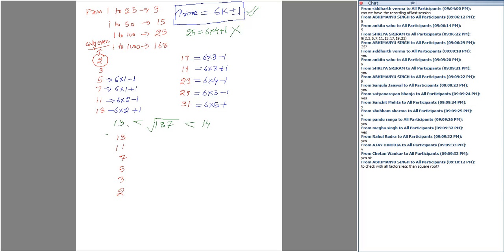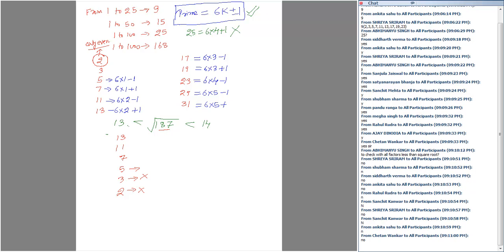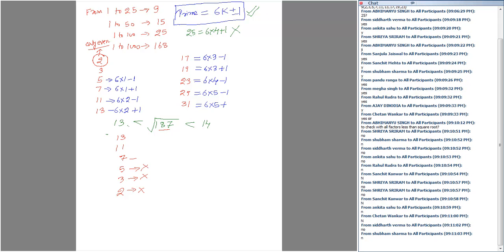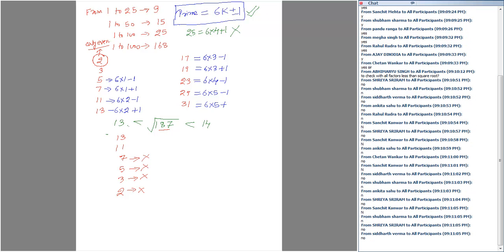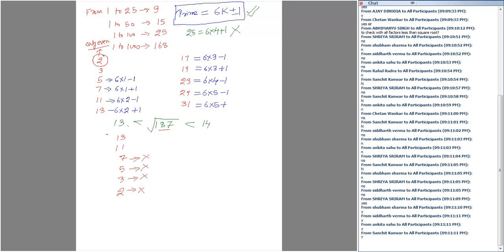Now, is 187 divisible by 2? All of you give me a response. No, 187 is not divisible by 2. Is 187 divisible by 3? No. Is 187 divisible by 5? No. Is 187 divisible by 7? No. But is 187 divisible by 11? Yes. Why? Because 11 into 17 is equal to 187. That's why 187 is not a prime number, because it is divisible by 11.